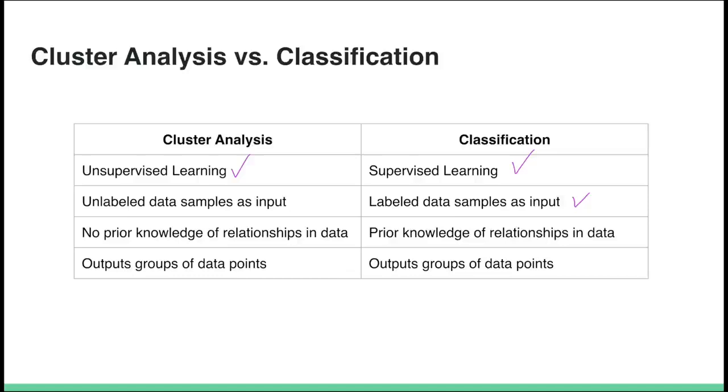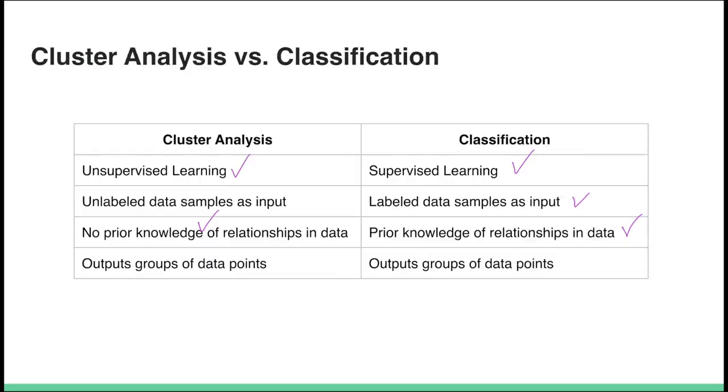And the third point speaks to that. With cluster analysis, we have no prior knowledge of relationships in the data. In classification, we understand the relationship in the data. In fact, that's what we're asking the algorithm to exploit for us, right? We're asking it to glean the relationship between data and whether those professors are tenured or not, and then use that to make future predictions.